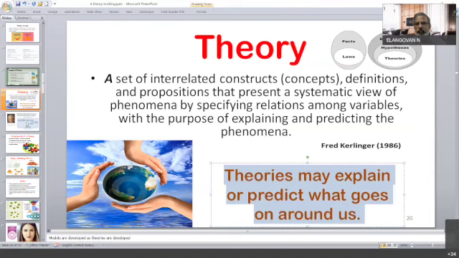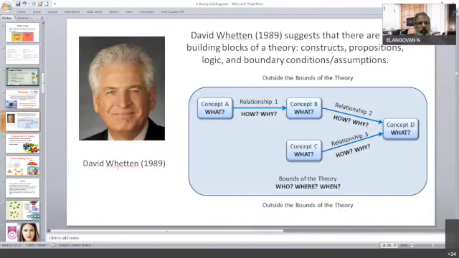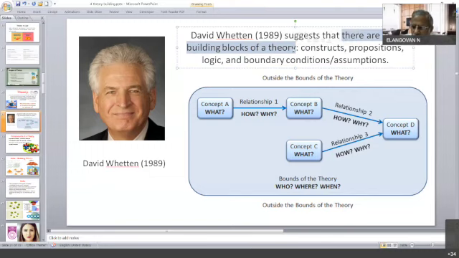So again, putting this definition of a theory, David Wheaton suggests, from the definition of the theory, he breaks down the theory into components. Or he says there are 4 building blocks of a theory. So now coming to breaking down a theory. A theory is a statement. We said there are some statements in a theory which explain or predict a phenomenon.